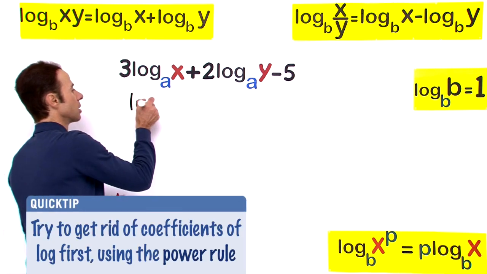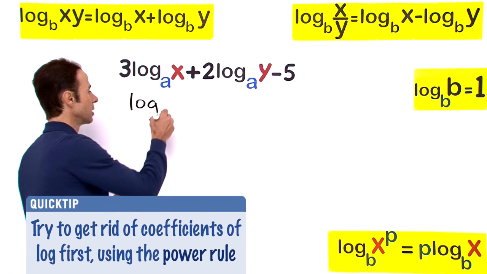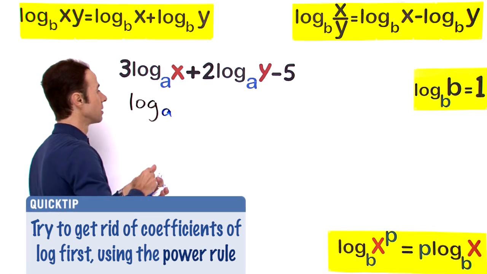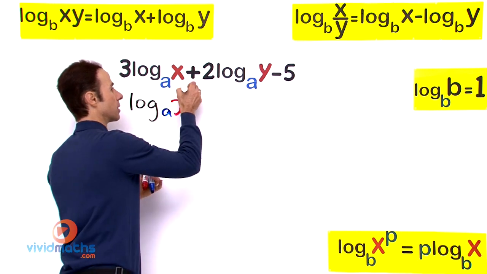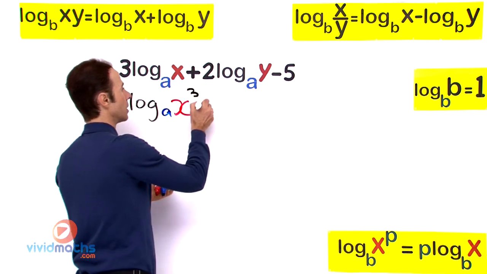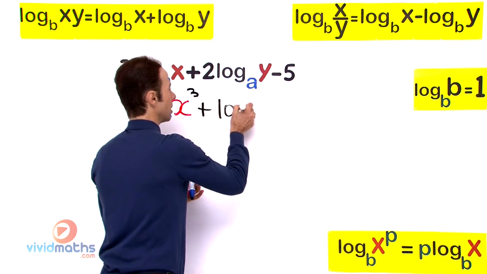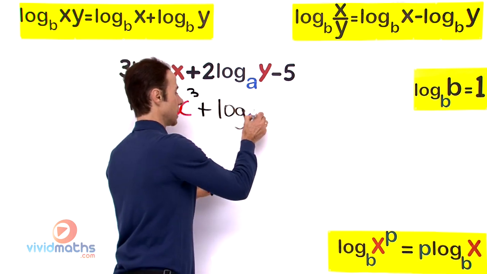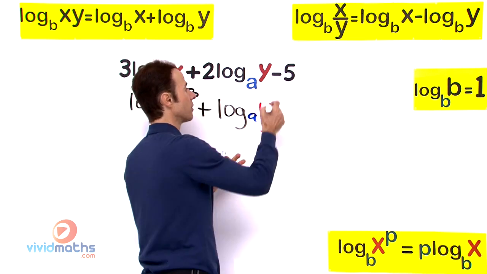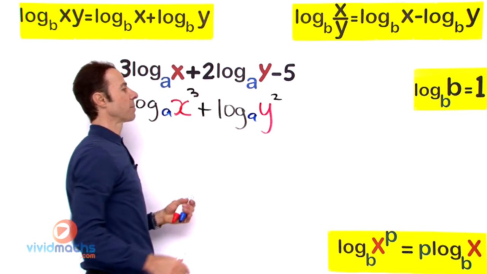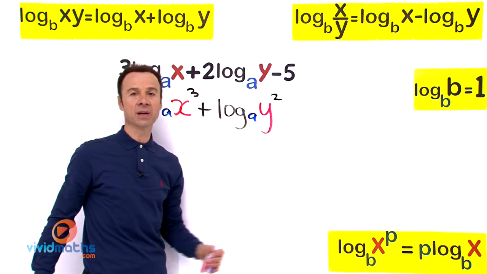So this will compress into log base A of x to the power of 3, plus log base A of y to the power of 2. So the 2 went back up there. That's the log law as I mentioned before down here.